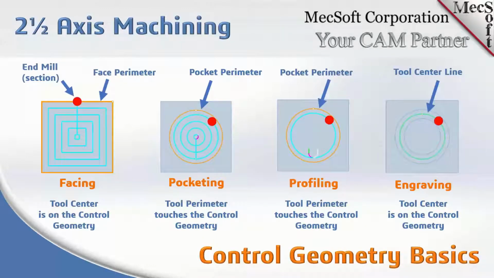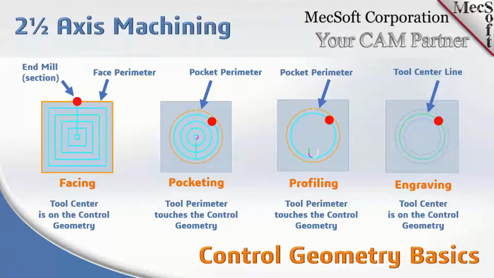Now let's start out by talking some basics about 2.5 axis machining. What you see here on the screen is the XY view of 4 different parts, and you see the red dots are the tool diameter looking down on the XY plane. So what we're trying to convey here is we want you to understand how that tool is going to behave when it reaches, or when it is controlled by, the control geometry that you select.